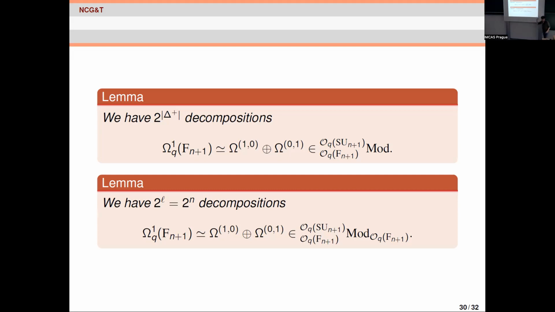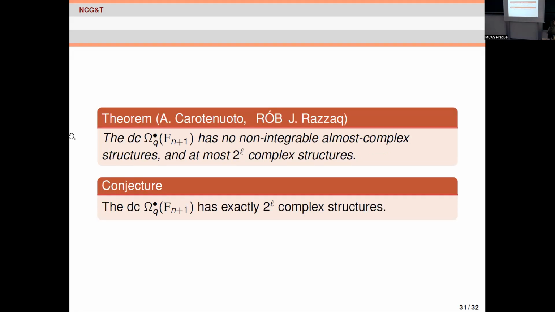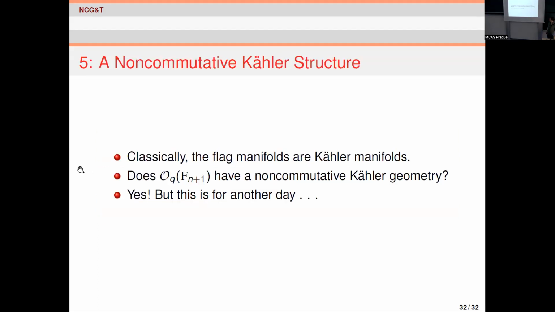And all of these, well, this should be on the next slide. In fact, this differential calculus, so we're doing the process for the full flag manifold of all orders, has no integrable almost complex structures, and it has at most 2^L complex structures. We conjecture that it has exactly 2^L, but that's where we need to do the calculations to actually see what the relations look like in degree 2. So for these spaces, at least, non-integrability is a classical phenomenon that disappears when you go to the quantum setting. Now I have 1 minute left.